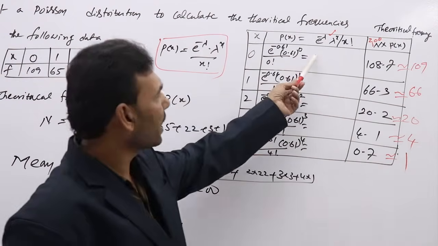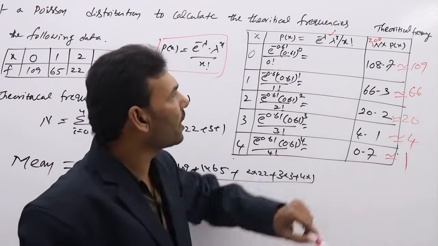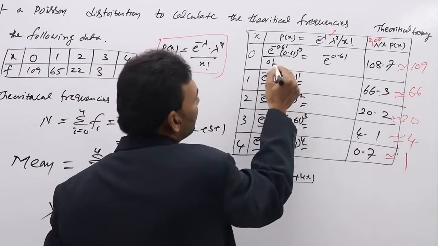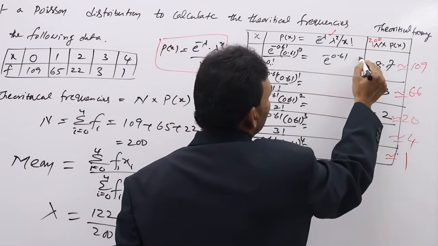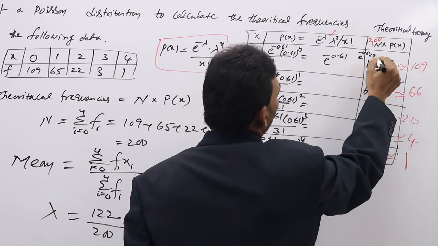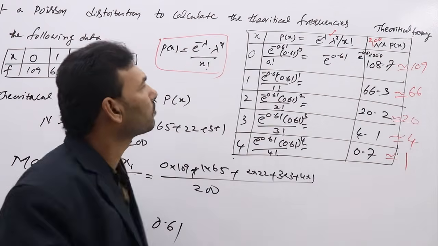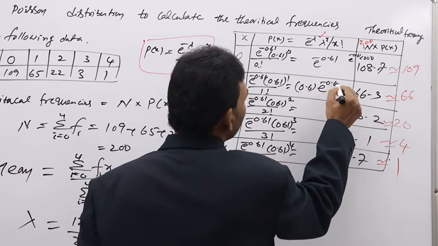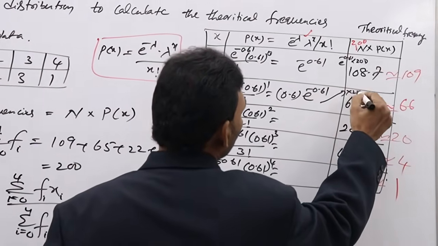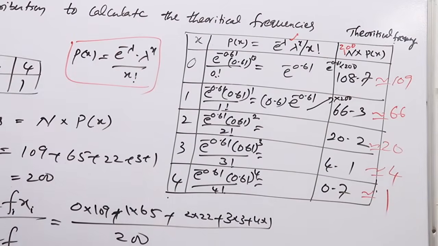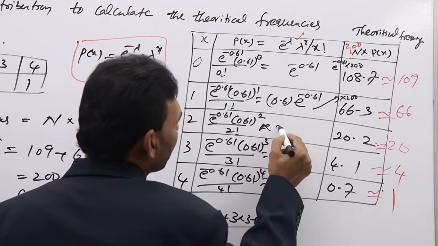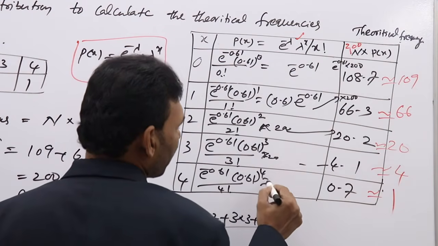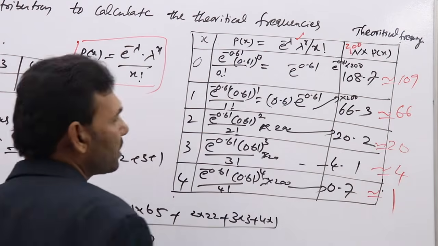These values you need to calculate using the calculator. If you multiply that value with 200, here you will get e power minus 0.61. This becomes 1, this becomes 1. This value is e power minus 0.61 into 200. So here also 0.6 into e power minus 0.61. If you multiply this value with 200, you will get this. Here also multiply this one with 200, you will get this. Multiply this one with 200, you will get 0.7.